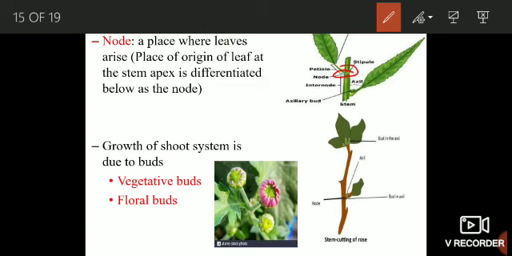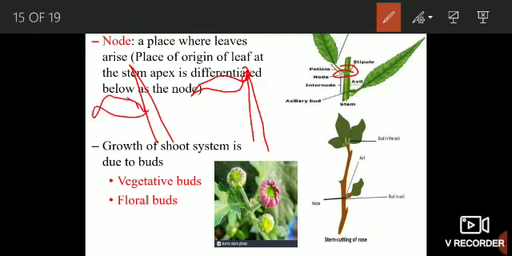Actually, the place of origin of a leaf is the shoot apex. And when the plant grows in height, the leaf comes down. Here I will tell you how it happens. You have a shoot apex, and leaves originate at this point. When this plant grows further, this leaf comes down, and when it comes down, it is differentiated as a node.